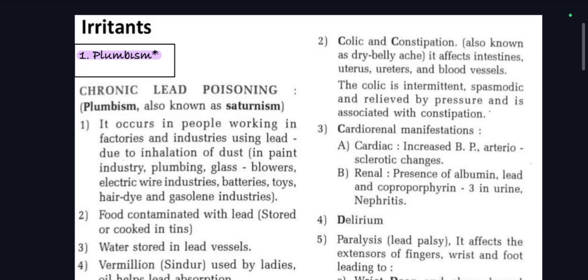Number three, cardiorenal manifestations, heart and kidneys. In cardiac manifestations, you are going to have increased BP, hypertension, then arteriosclerotic changes. In renal, you are going to observe presence of albumin, lead, and coproporphyrin III in urine. So in renal, we observe albumin in urine, lead in urine, and coproporphyrin III. Also, there is nephritis. The fourth manifestation is delirium.